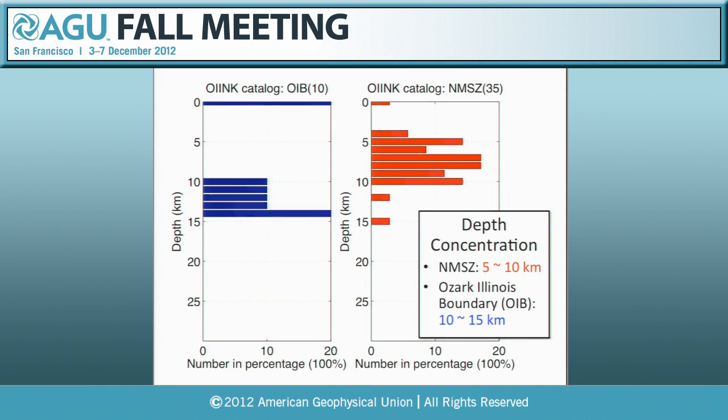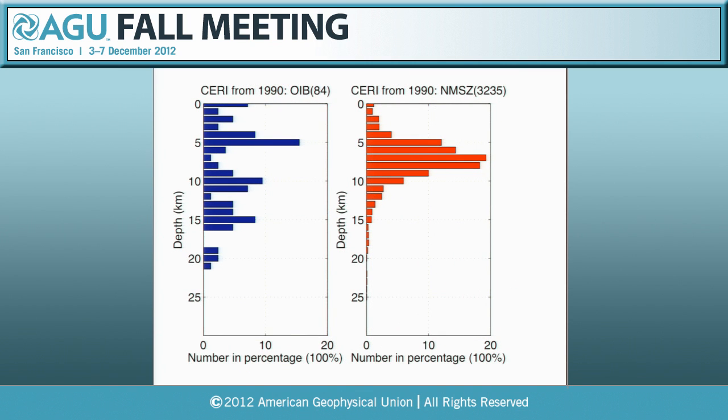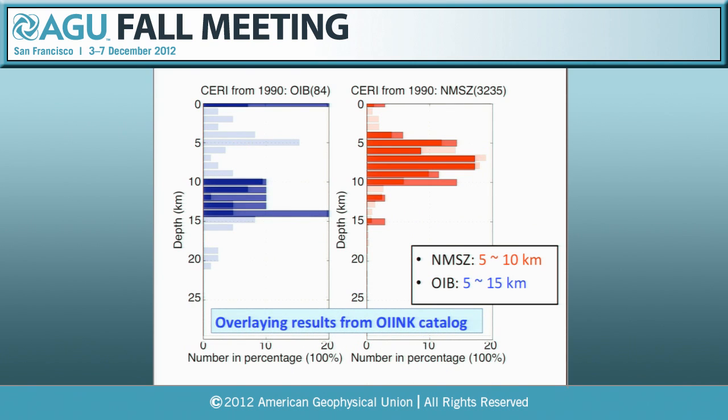And from the historical data, it also shows a similar pattern in the pneumatic seismic zone, which is also from 5 to 10 kilometers. But after overlaying the results from the OIINK catalog, we could see that although we got only a small data set from the OIINK observation, we have a consistent pattern in the pneumatic seismic zone, and also a similar pattern in the Ozark-Illinois boundary. But I will show you later that they miss a lot of small earthquakes.